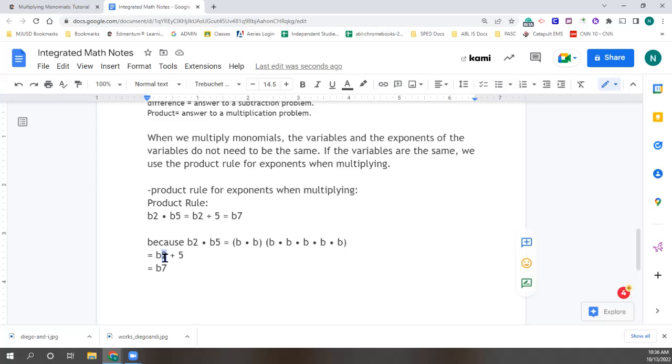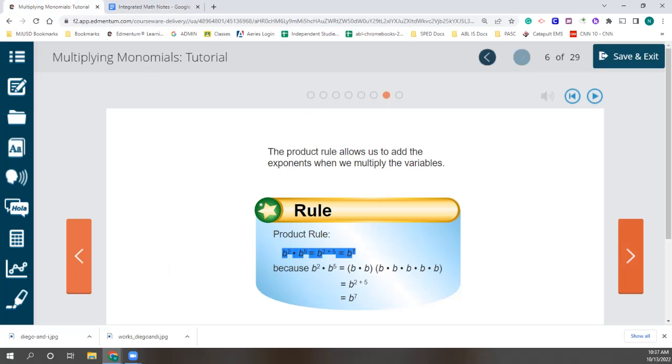So I am going to go like this and go like this and say exponents. Okay. 7. Oops. 7 is the exponent. Okay. So, all right, product rule. There we go.